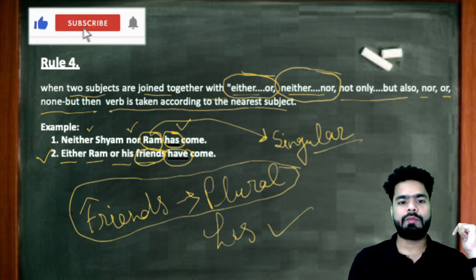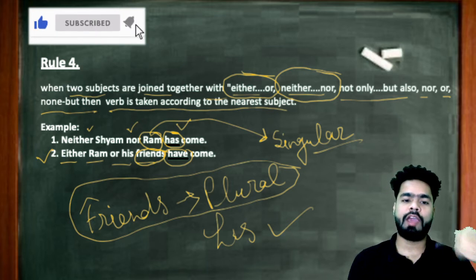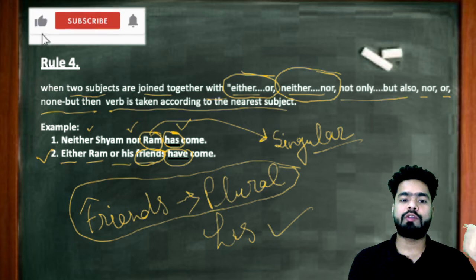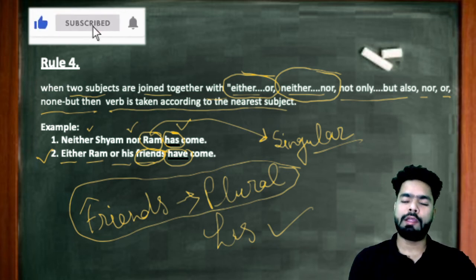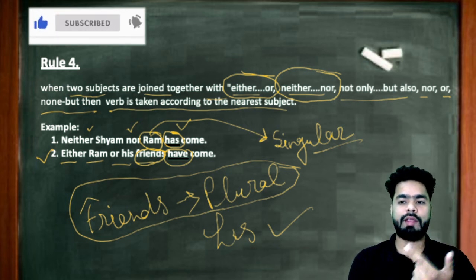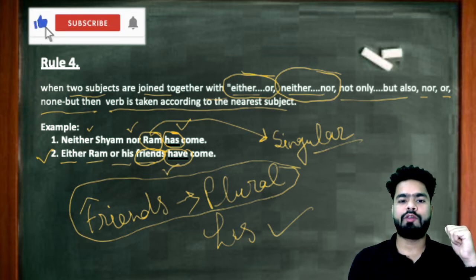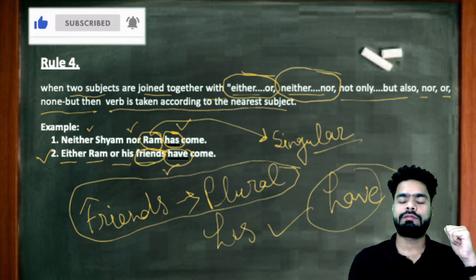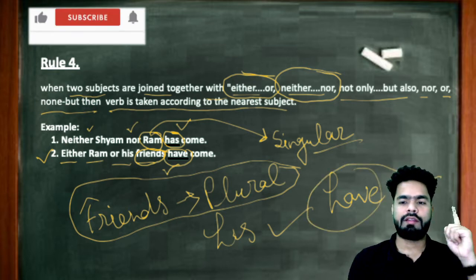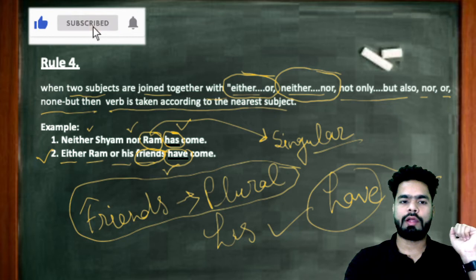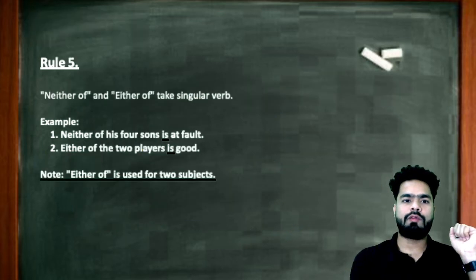If our nearest subject is plural, then in this case we have to do what? We have to treat our verb according to the nearest subject, which will be plural. Because when a subject is plural, then the verb should also be plural. This is why we have used have. Clear? This is all about rule number 4. Next, now rule number 5.